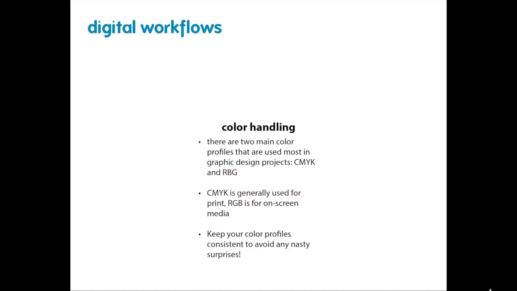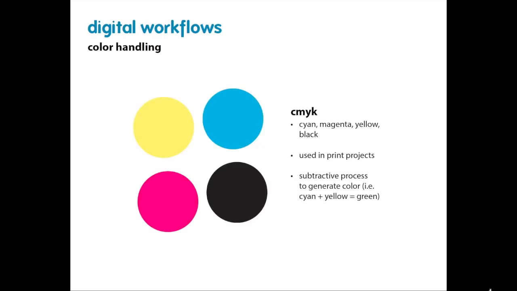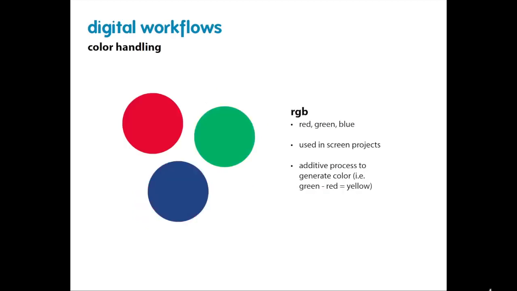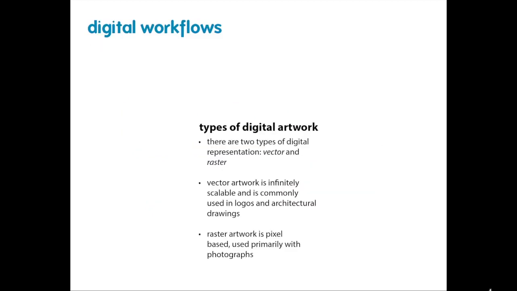So it's always a good idea if you're working in CMYK to keep everything in CMYK, and conversely, if you're in RGB, just keep everything RGB. So here we have CMYK, cyan, magenta, yellow, black, used primarily in print projects, versus RGB, which stands for red, green, blue, which is used primarily in screen projects. So for anything digital, if it lives on the web, if it's just going to live in email, it's not going to be printed, just stick with RGB.